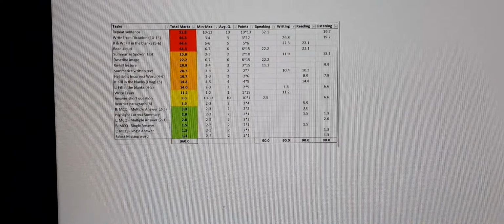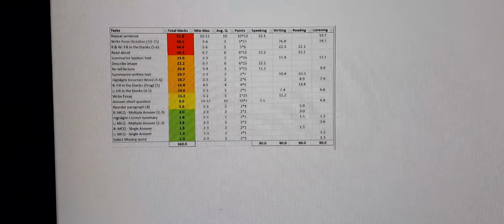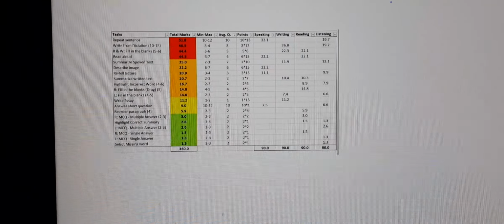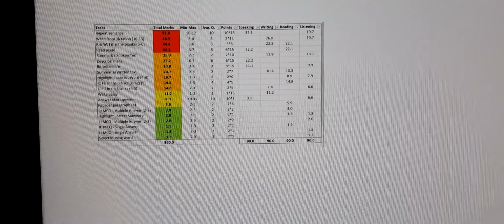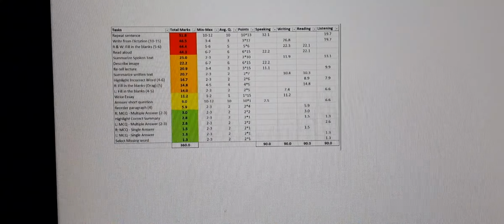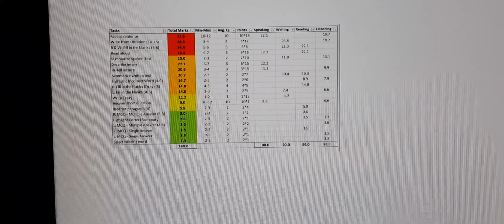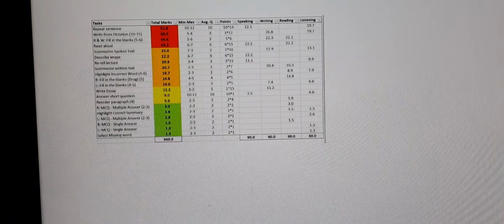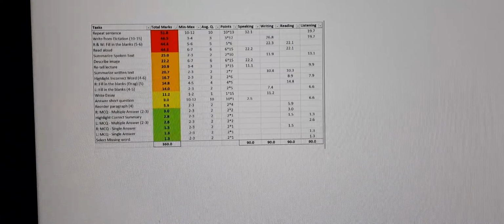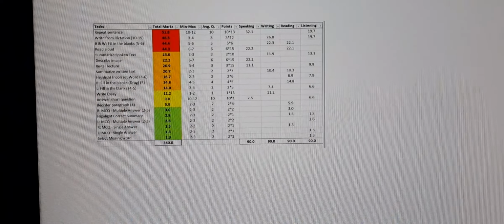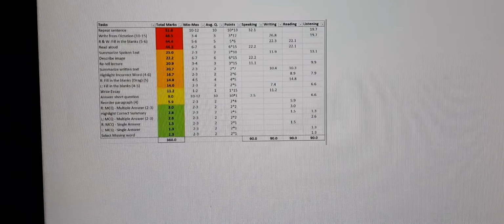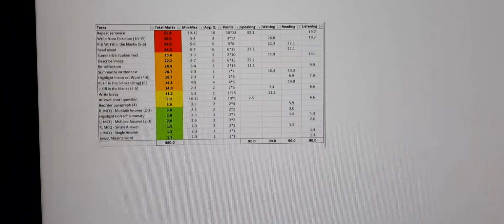I think many of you asked various questions regarding the markings of all four sections. You say, what's the reason for me not getting a good score in speaking, not getting a good score in writing, even though I have written a good essay, even though I have done all my repeat sentence properly, or write from dictation properly while listening. So today we are going to discuss that and how PTE basically gives you your score.